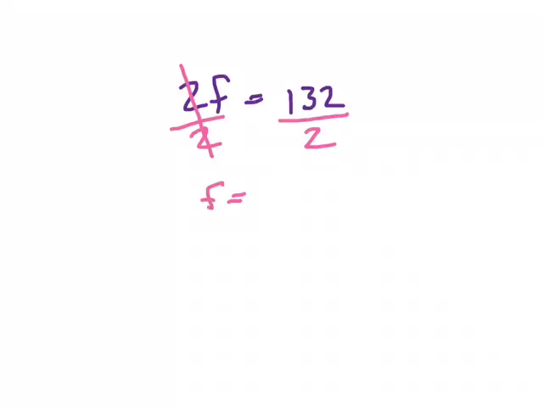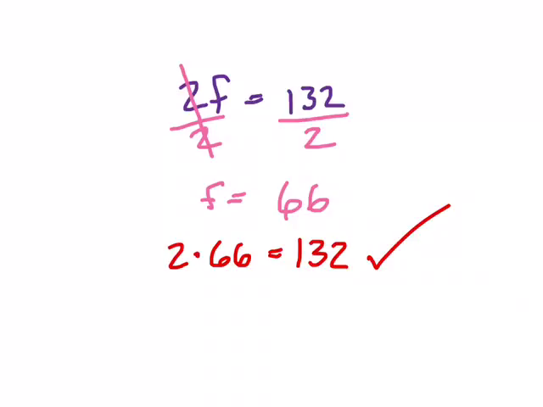And it's 66. An important thing to do is always to come back to that original equation and see if the solution that you found is actually a real solution, if it makes it true. So 2 times 66 for f should equal 132. It does, so I'm good. F equals 66 is definitely my solution.